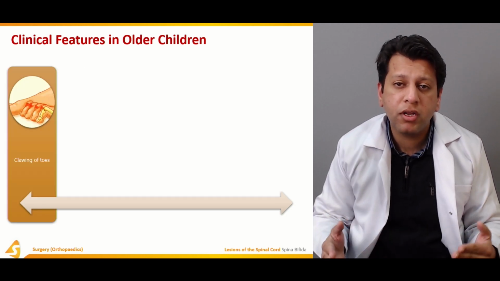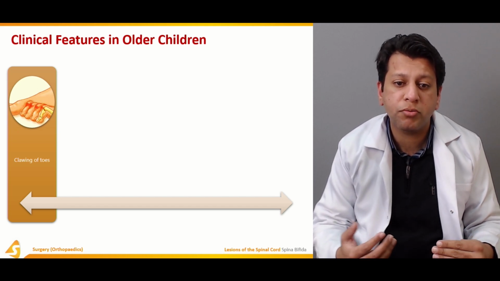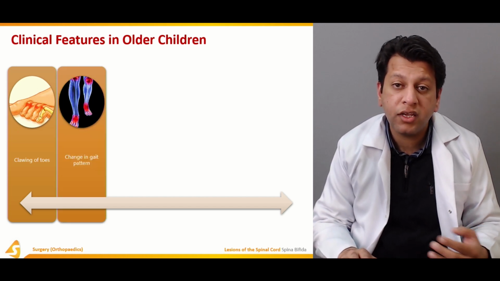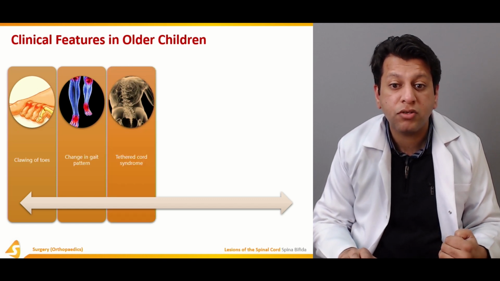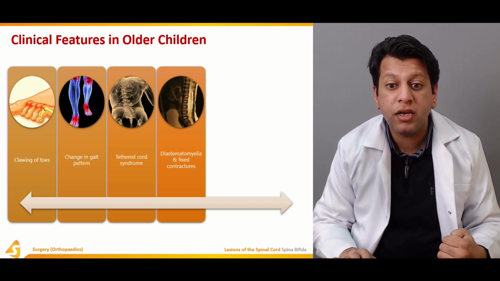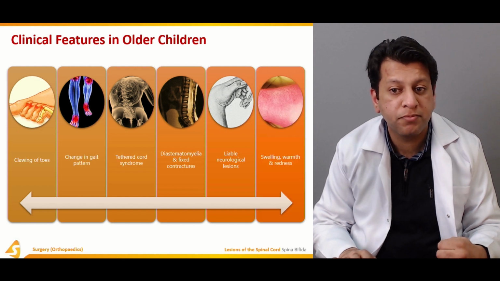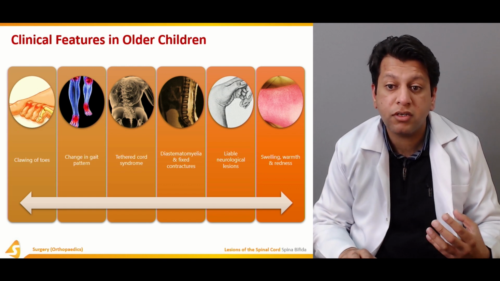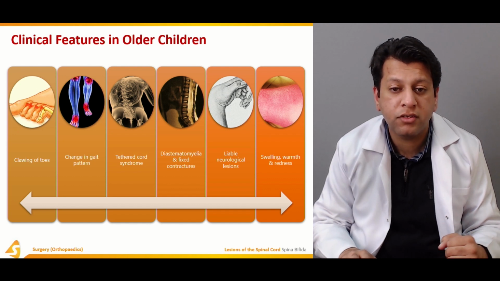There could be multiple other anomalies along with this spina bifida, as it is a neuromuscular disorder. This could be clawing of toes, and in these children there could be CVT, and there could be CTEV. There could be a change in the gait pattern due to muscle weakness. There could be tethered cord syndrome as well. There could be associated diastematomyelia and fixed contractures, and usually labile neurological lesions as well. In some cases, this may present with an infectious pattern, with swelling, warmth, and redness, as if there is some kind of infection.